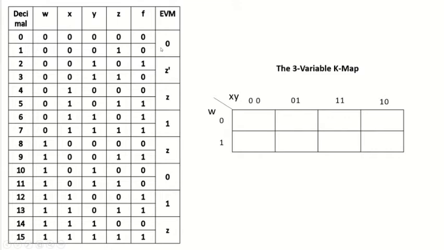For 000, we have 0. For 001, we have Z prime. For 010, we have Z. For 011, we have 1. For 100, we have Z. For 101, we have 0. For 110, we have 1. And lastly, for 111, we have Z.